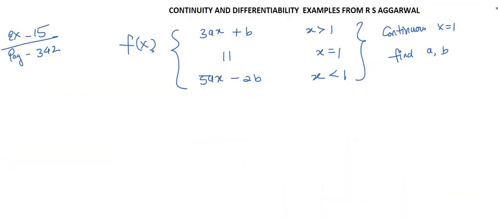Next problem. This is example 15. f of x is defined as this. If it is continuous at 1, find A and B. Okay, before looking at the solution, try on your own. So I hope you have tried. So let's do it.